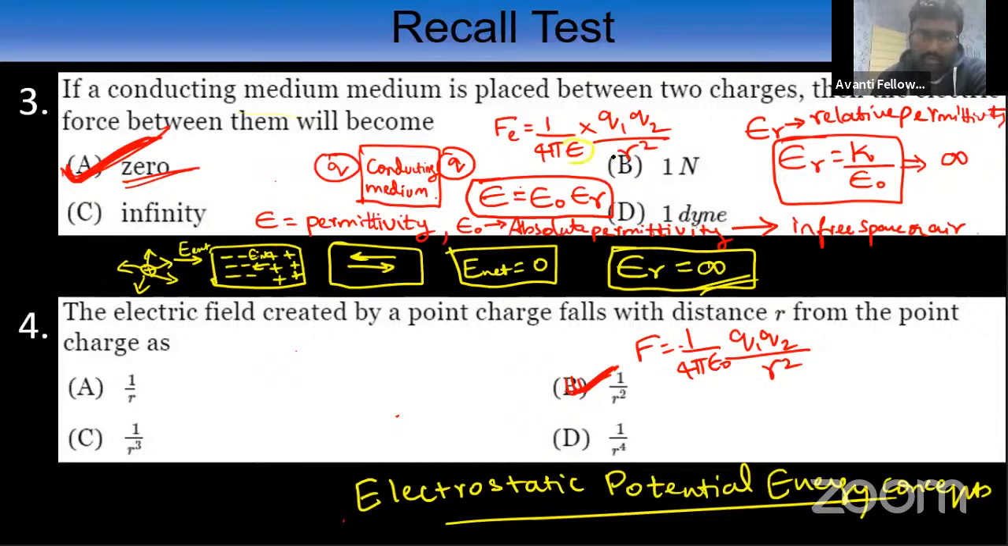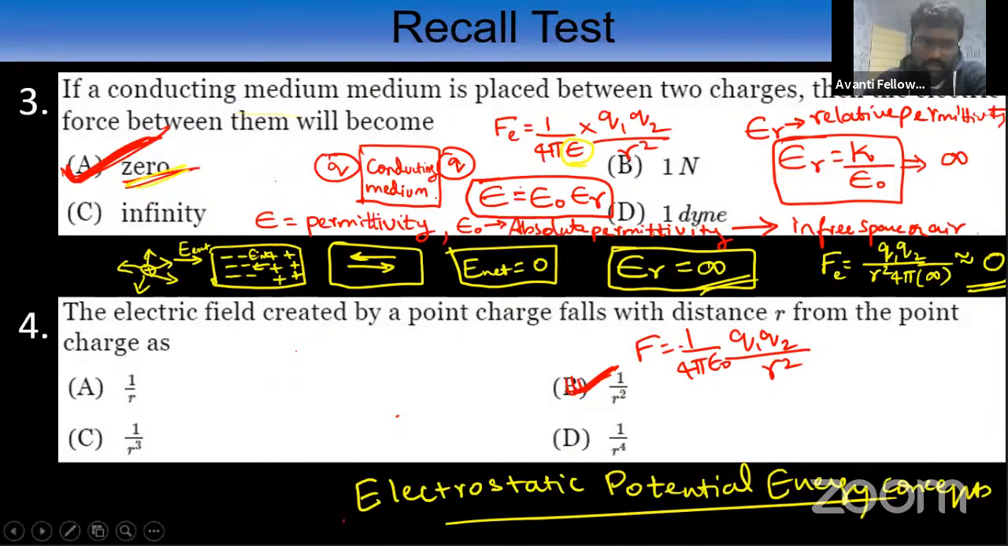If my permittivity is infinite, what happens if I plug in the value of epsilon naught in F? That will become Q1 Q2 by R square into 4 pi of infinity. So there exists a term 1 by infinity. Now what will this term become? What happens to the force? Reply in chat, guys. Come on, guys, tell me what happens to the force. The force experienced between the charges will be 0. Okay, this was the explanation for this question.